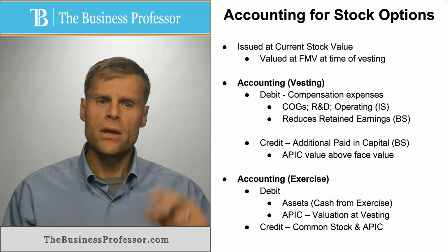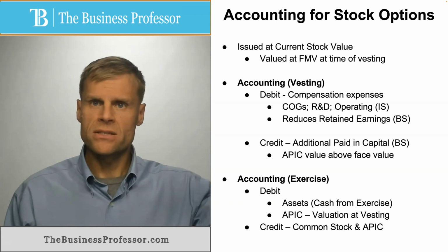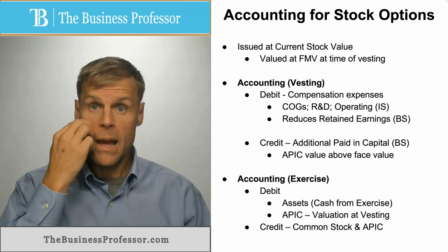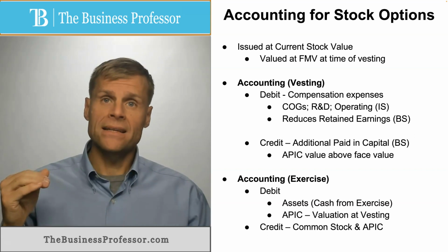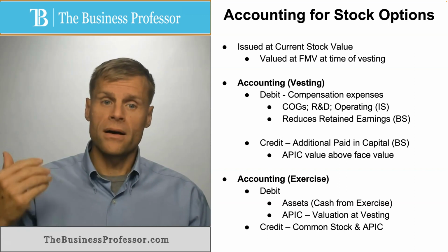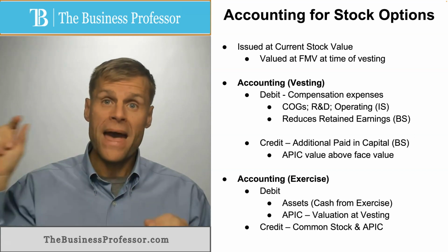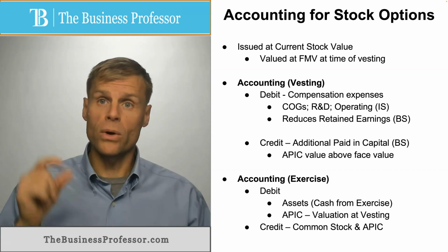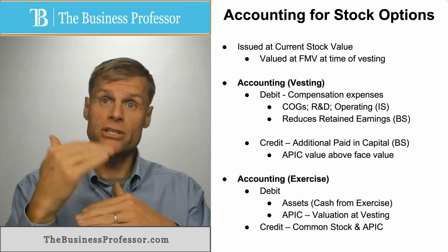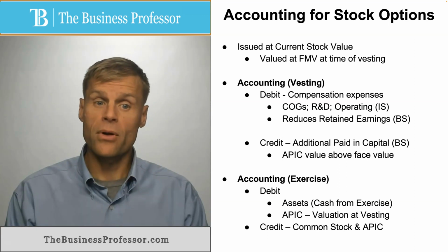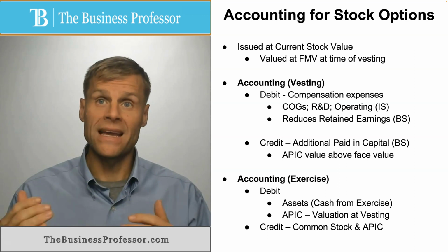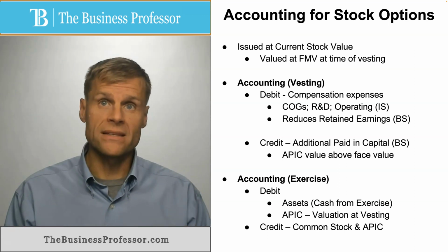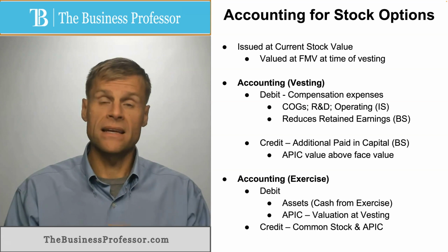So what do you credit? You add up the additional cash brought in from the exercise of the option, and you would add up whatever value is attributed to the additional value above the strike price, and you would credit common stock and the additional paid-in capital. If you do this, it makes the accounts balance.